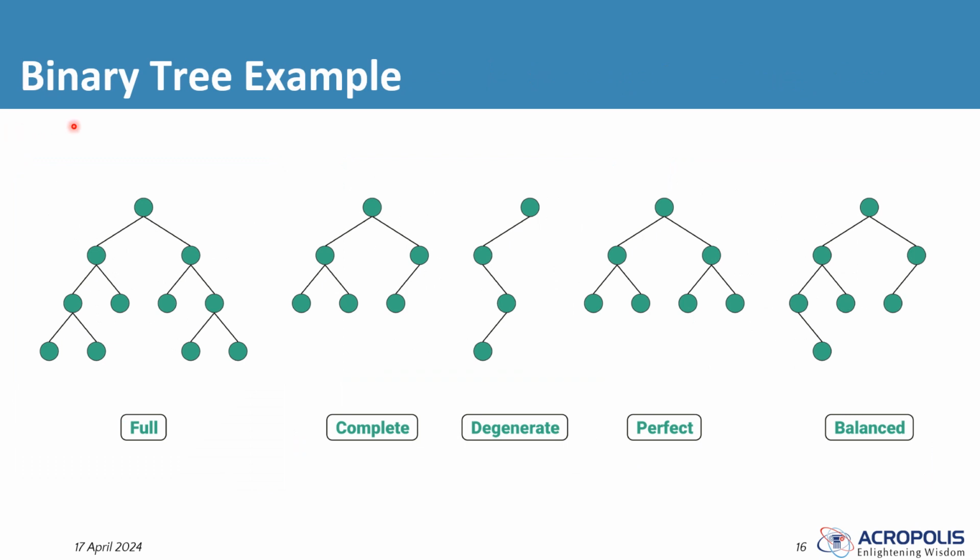So these are some binary tree types. The first is full binary tree. The condition of a full binary tree is that the parent should have two or zero children. In complete, the parent can have one child. In degenerate, the parent can have one child, and it looks like a zigzag line. In perfect, all the leaves are at the same level. And then balanced tree, it should balance the tree.